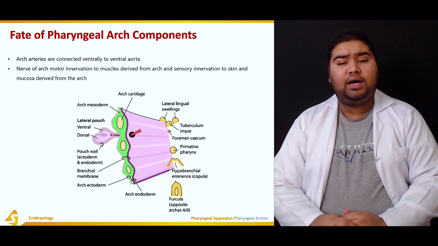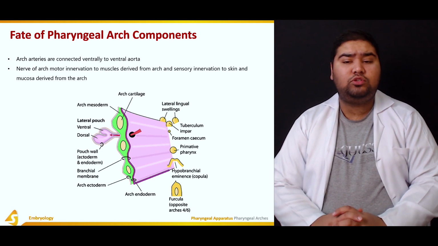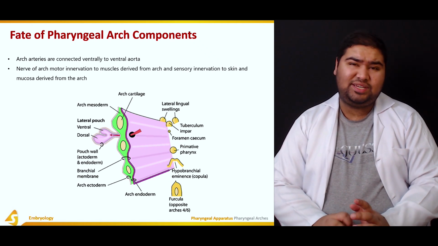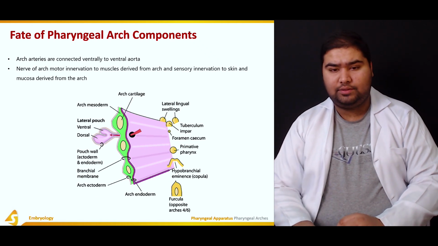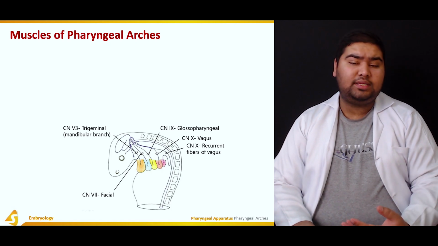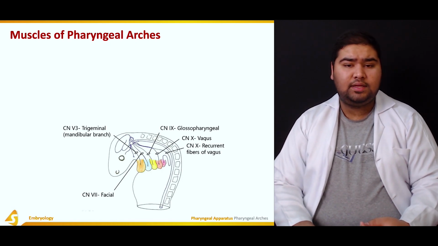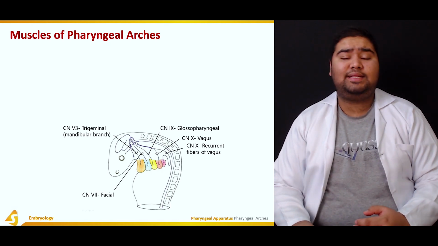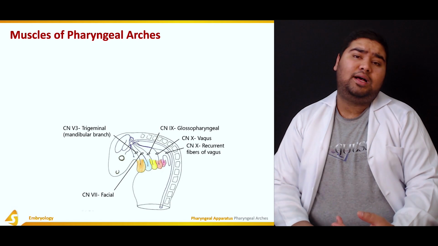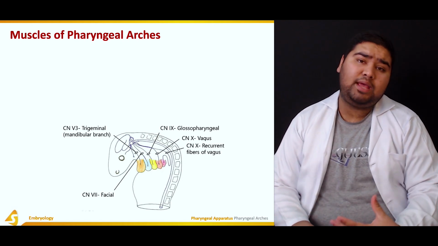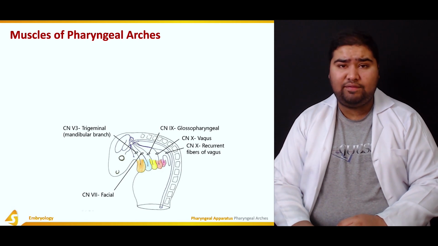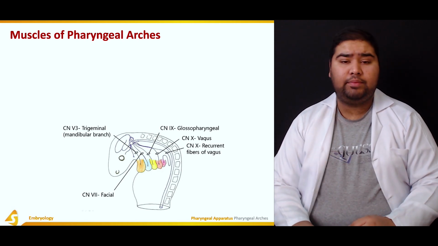And the nerve of the arch provides the motor innervation to the muscles and the sensory innervation to the skin and mucosa, which is derived from that arch. So what are the muscles of the pharyngeal arches? We have muscles of the first. This slide is very important in the sense that it has to be memorized. The muscles of the arches are a very important question, always a part of your written exam or your oral viva. So always remember them.